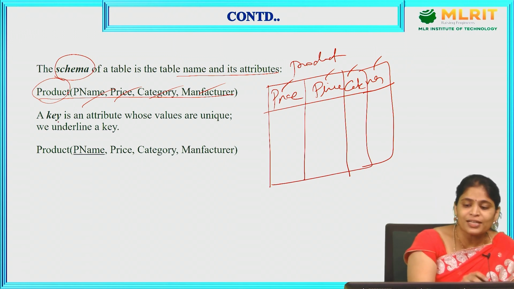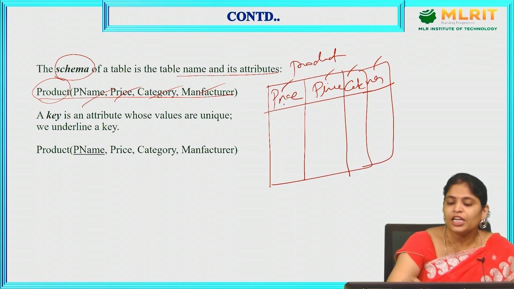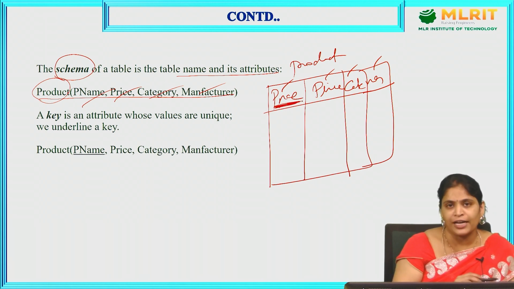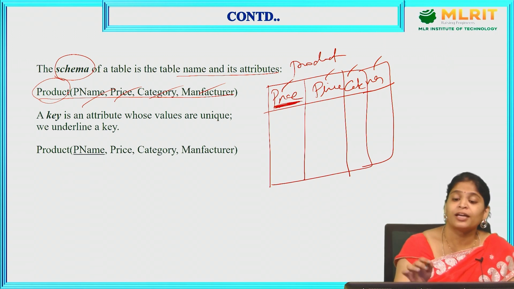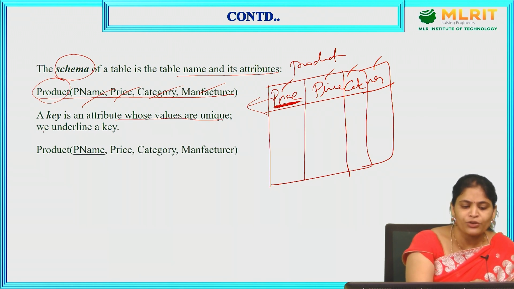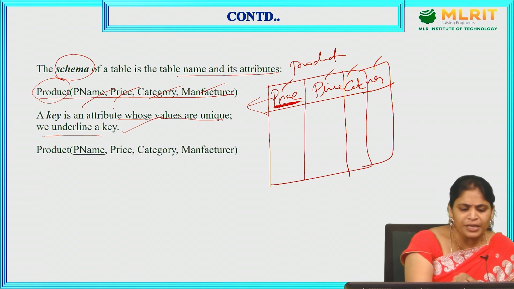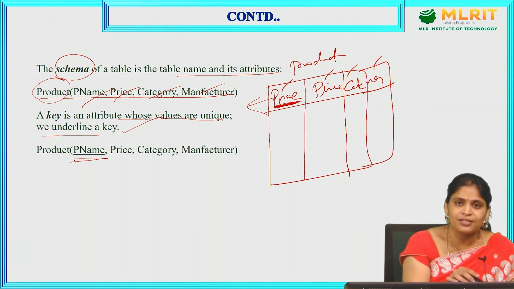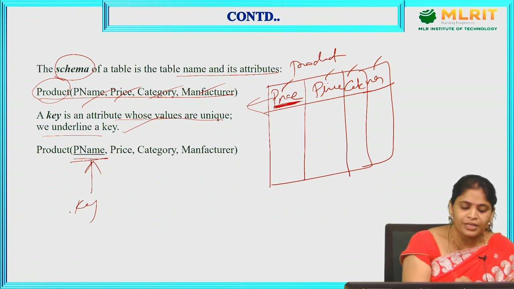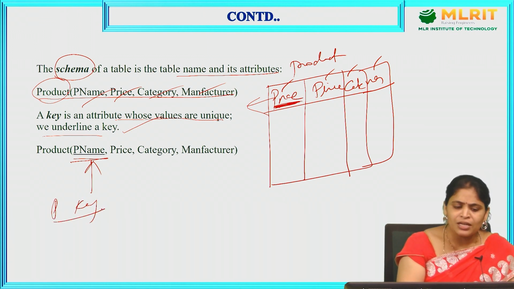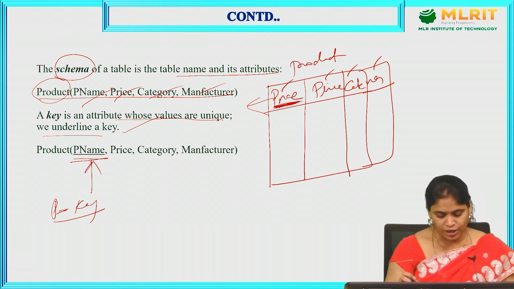What is the key attribute in this? How can it be represented? It can be represented by underlining that attribute, which is the primary key attribute. Clear? A key is an attribute whose values are unique. We must underline a key, that is the primary key. It acts as the primary key for that particular table. Here see PName, which has been underlined. This PName can be considered the primary key. That means the values in the primary key must be unique and not null. Clear?